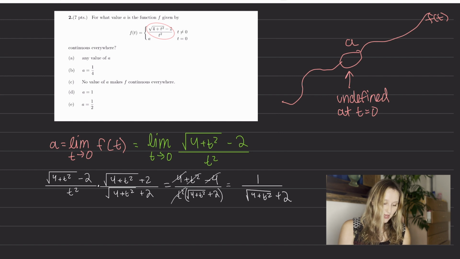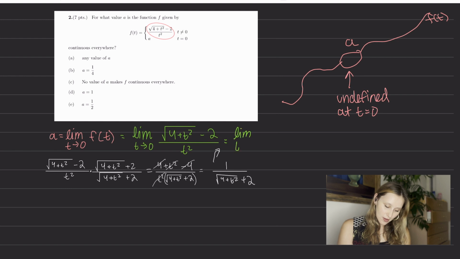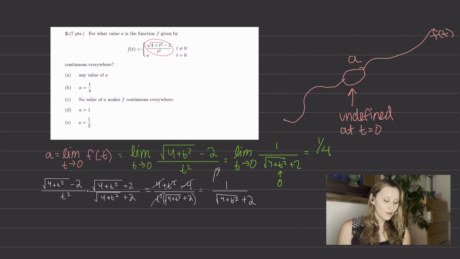So now that we did that side work, let's see where we get. Let's plug in the 0 here. So we get the limit as t goes to 0 for 1 over... So I'm just going to plug in 0 here. We get 1/4. Boom. Period.